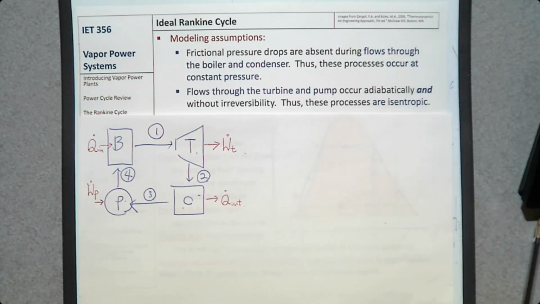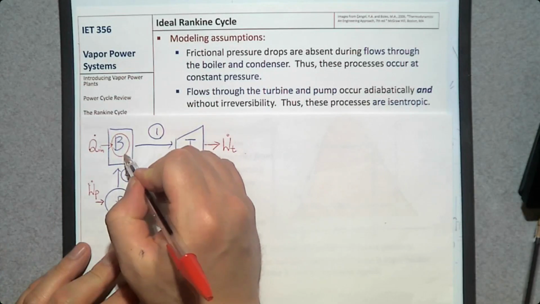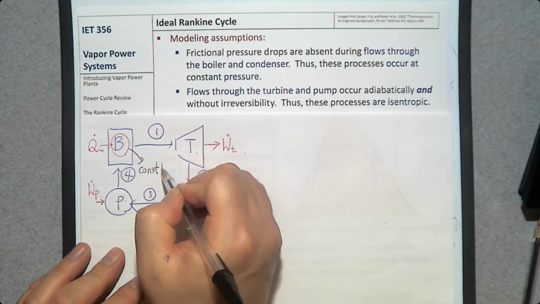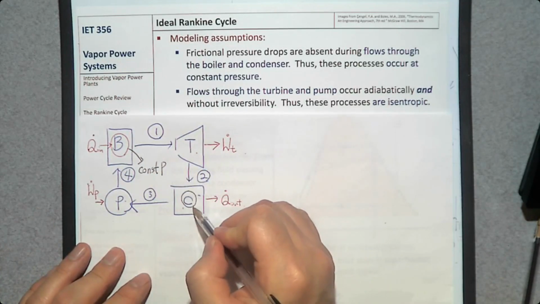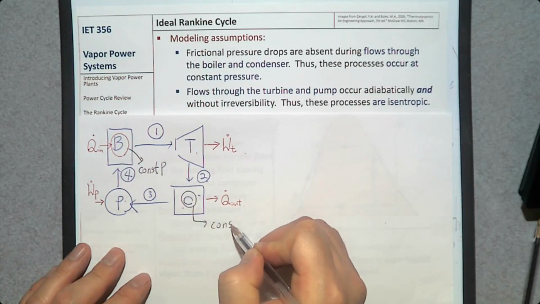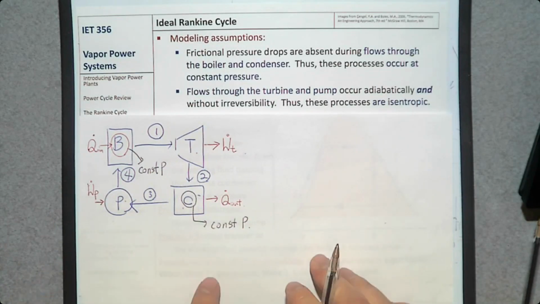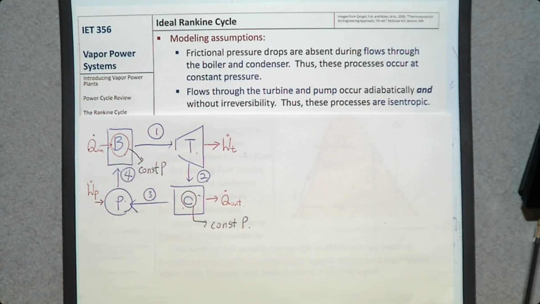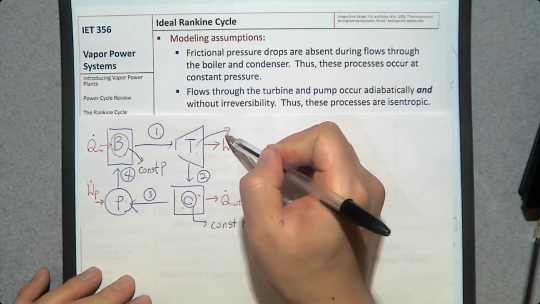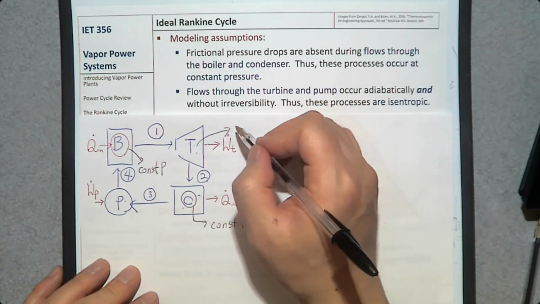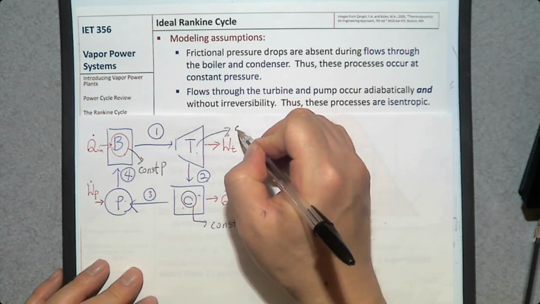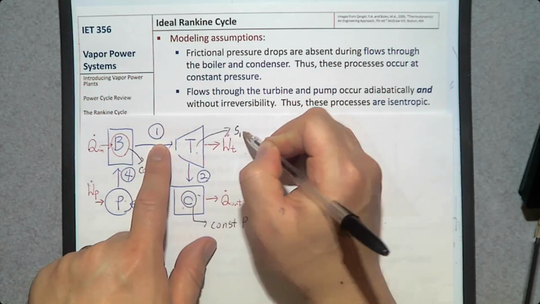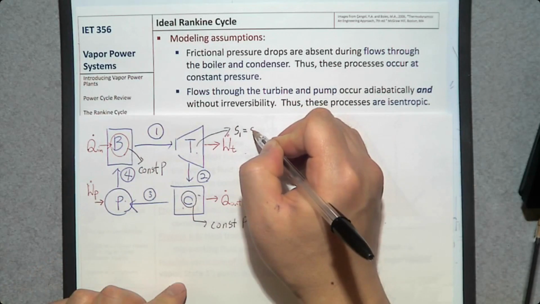we are going to assume this boiler process is constant pressure. And this condenser also runs at constant pressure, so that we can study the boiler and condenser by a simple energy balance equation. And in this turbine, we say this is isentropic turbine, so entropy S remains constant. S1, the specific entropy at the inlet, should be the same as specific entropy at the exit.